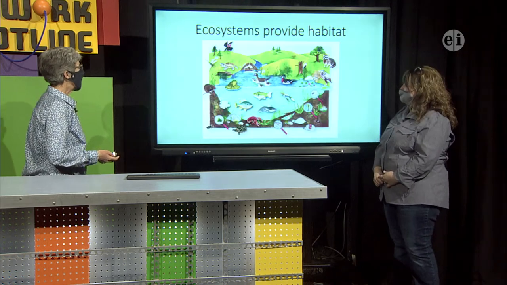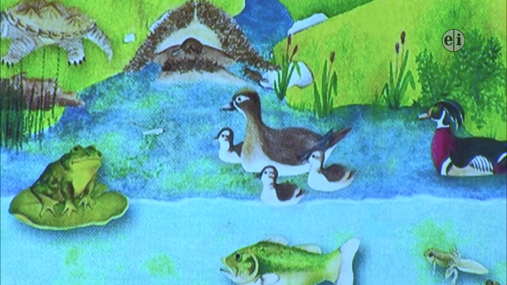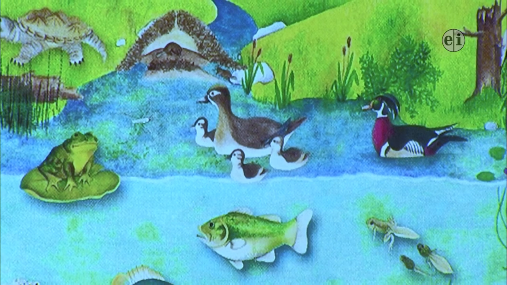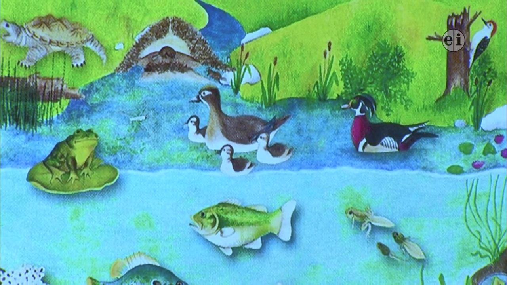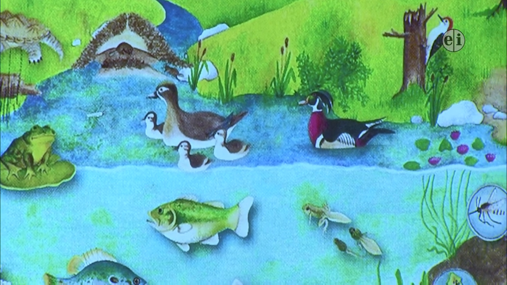All right, so now we go on. These ecosystems provide habitat. So here is an ecosystem and there is habitat there. Let's see what we see in this picture. It's got a lot of different organisms, huh? And you know what? It almost looks kind of Midwest-y in a way. I see a wood duck.